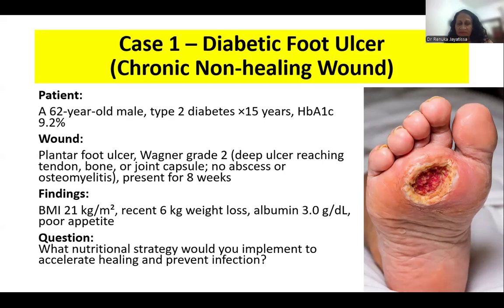So what are the findings? The BMI is 21, and the patient has a recent 6 kilogram weight loss, albumin 3 grams, and poor appetite. So what nutrition strategy would you implement to accelerate the healing and prevent infection?